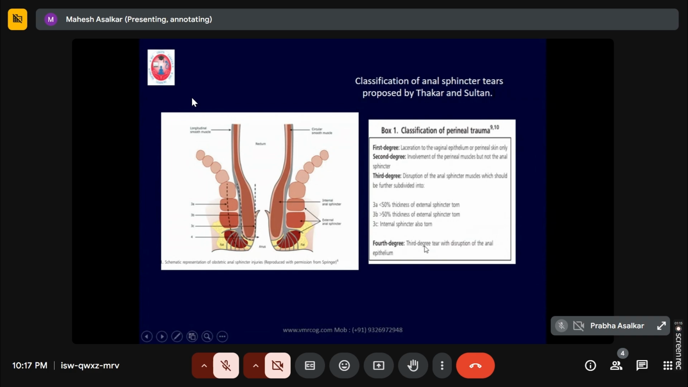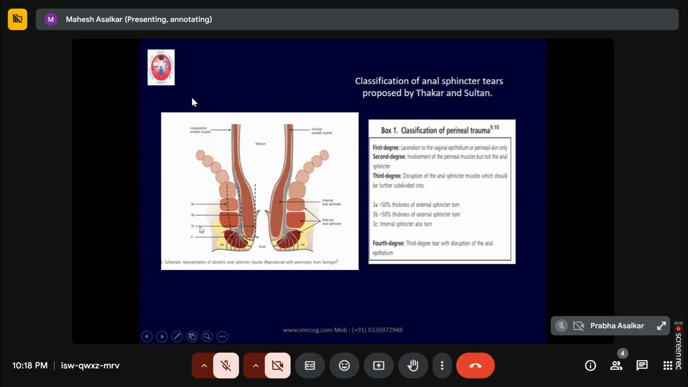And a fourth degree, when third degree tear with disruption of the anal epithelium. So if the anal mucosa is also involved, then it is a fourth degree. So these are the degrees of perineal tears. Okay, and here you see the anatomy. Here you see the internal anal sphincter. Here you see the external anal sphincter, which has got a superficial part, and these are the deep parts of the external anal sphincter.